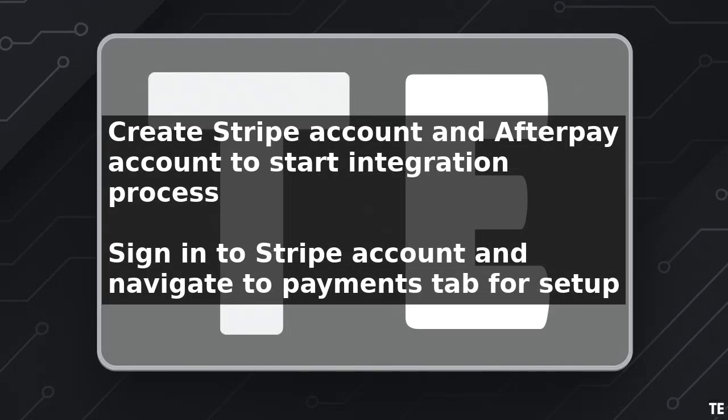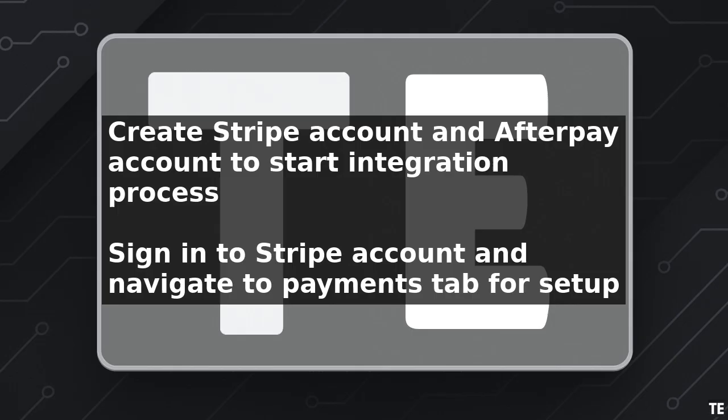To add Afterpay to Stripe, you will need to create a Stripe account and an Afterpay account. First, go to the Stripe website and sign in to your account. If you do not have a Stripe account, click on the Sign Up button and follow the prompts to create one. Once you are signed in, click on the Payments tab and then click on Payment Methods.